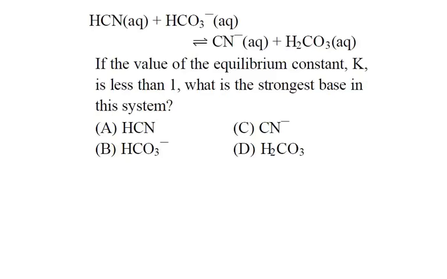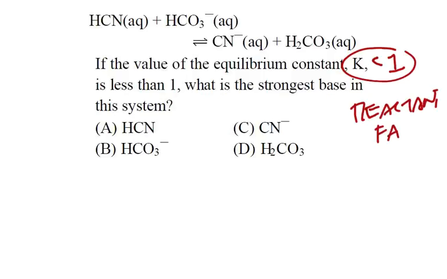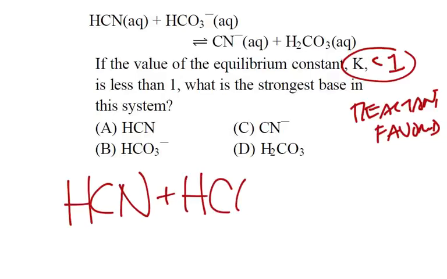Okay, take a moment and look at this. Now this has a couple of different ideas in the same problem. First, we're saying that the K is less than 1, so we're supposed to know that this is reactant favored. And if we try to rewrite our equation, we would say we have lots of HCN at equilibrium, we have lots of bicarbonate ion at equilibrium, and very small amounts of CN minus and carbonic acid.